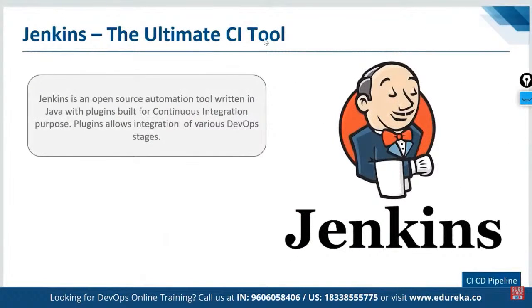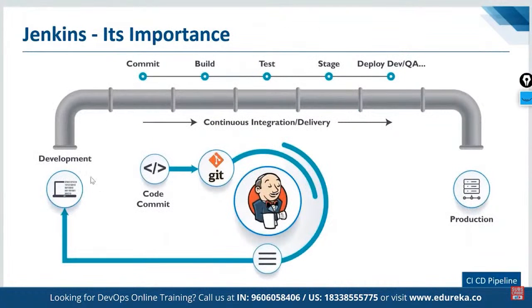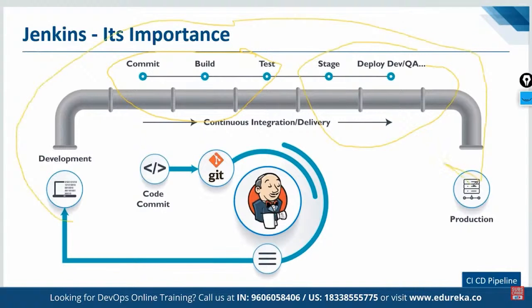So the ultimate tool for CI is Jenkins, as I explained. You can create a pipeline from development to production, as I explained in CI/CD. Initially, you will be working on the continuous integration cycles, then you'll be working on delivery and deployment cycles, which enables you to move from start to end using Jenkins. We have just seen the power of Jenkins.